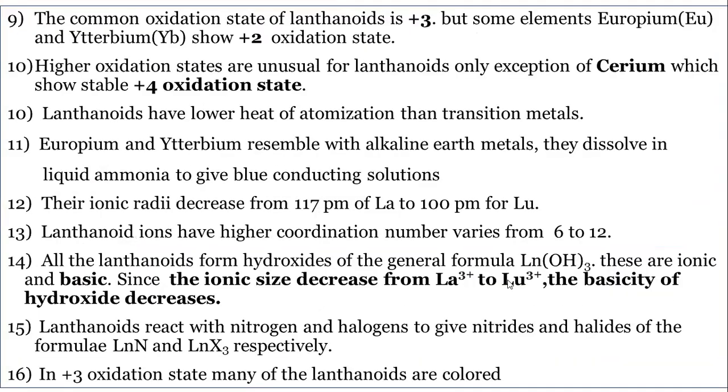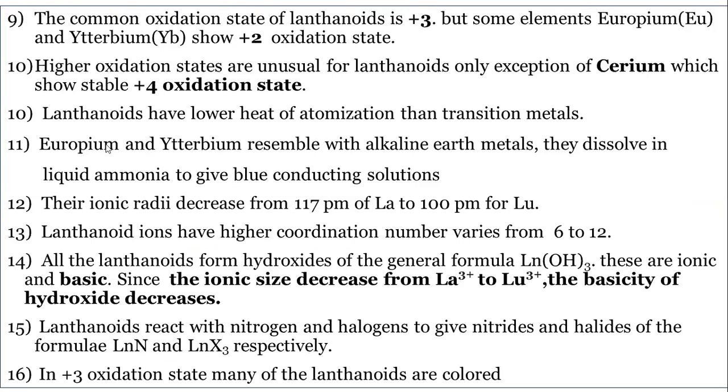All other elements show the +3 oxidation state. Then lanthanides have a lower heat of atomization than the transition metals, remember. I think you know what is meant by heat of atomization, so I'm not repeating it here. Europium and ytterbium, which have a +2 oxidation state, resemble the alkaline earth metals because of the +2 oxidation state, remember.